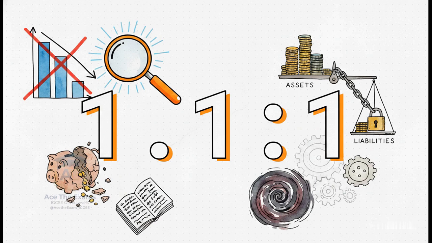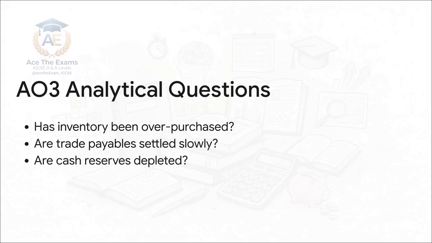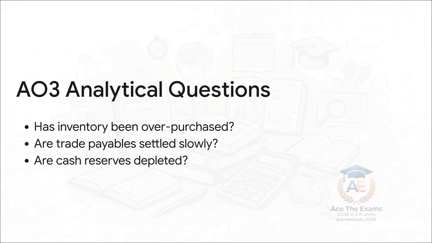Now, an average student, they just write down 1.1 to 1 and move on to the next question. But an A-star student, they stop and they analyze exactly what this severe drop in liquidity actually means for the business. To secure those top-tier AO3 evaluation marks, you've got to act like a professional auditor. You need to ask and answer those high-level questions to explain exactly why the business's liquidity is failing.